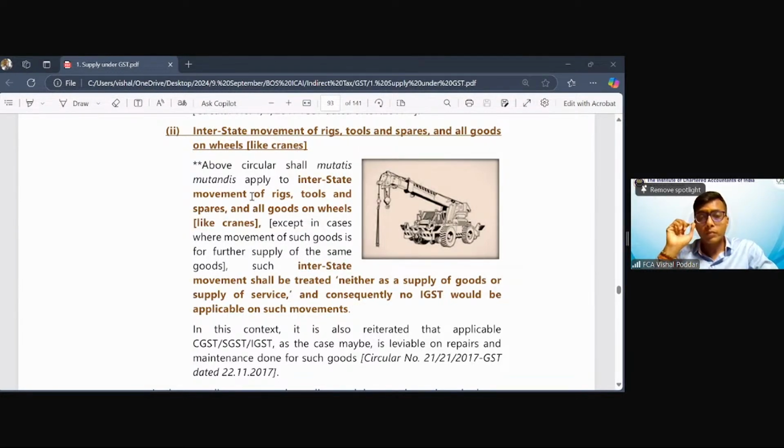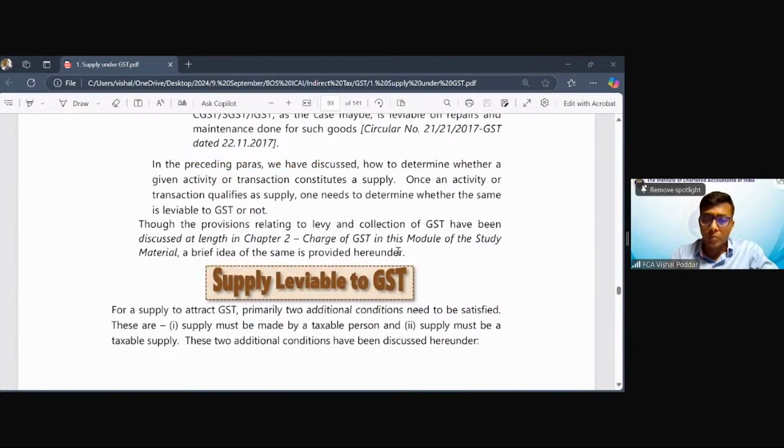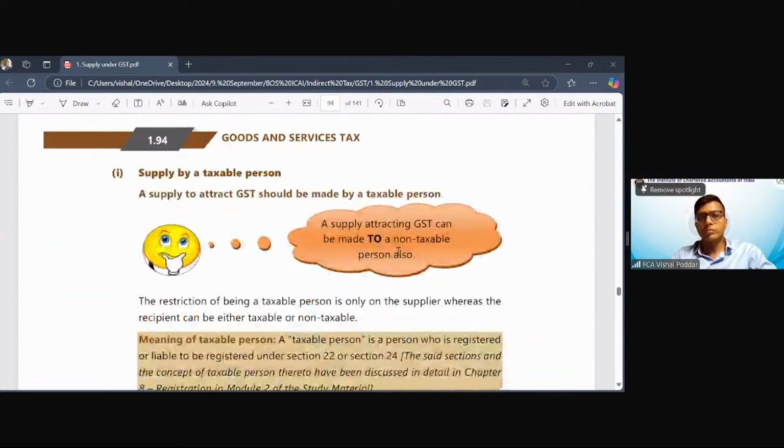So again, the weirdest thing is that when my crane or my road roller goes from one place to another, it will become Schedule 1, it will become a deemed supply, and there will be GST. This was the view of many people. Again, to clarify that, they had to come up with a circular saying that there will be no GST for such supplies or interstate movement. But yes, again, where it is going for repairs, there will be GST on repairs. So that is acceptable, no problem at all. So this is all about the supply aspect.